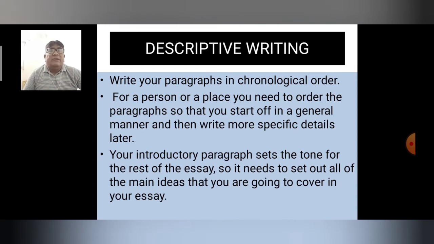Next, write your paragraphs in a chronological order. So it should go in a step-by-step way. For a person or a place, we need to order the paragraphs so that you start off in a general manner and then write more specific details later. For a person or place, we need to order paragraphs, right? So it is not necessary that we write any paragraph or can say a single paragraph. It may be of 2, it may be of 3 paragraphs.